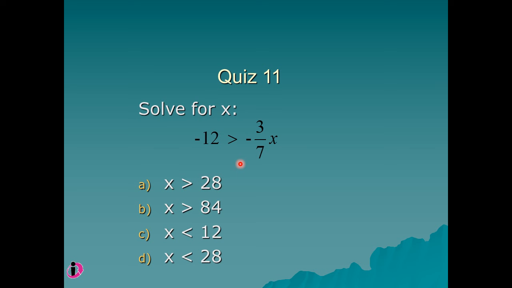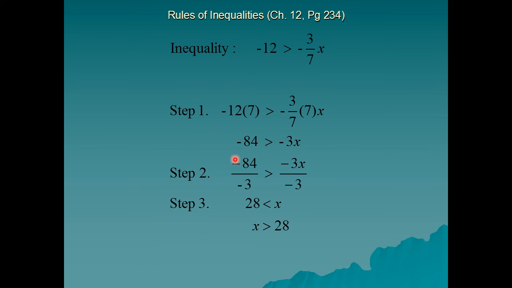Negative 12 greater than negative 3 over 7 times x. Now let's try the steps. Here is what we are doing. Let's say we want to get rid of 7 first. Do you see the 7 here in the denominator? So we multiply both sides by 7, and then we get rid of 7 on the right side. We still have to get rid of negative 3, which is multiplied with x. So what I did is divide both sides by negative 3.